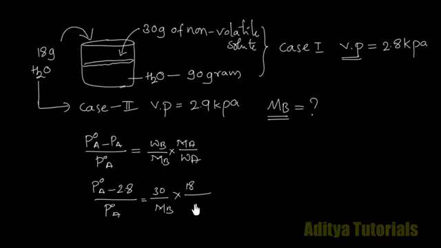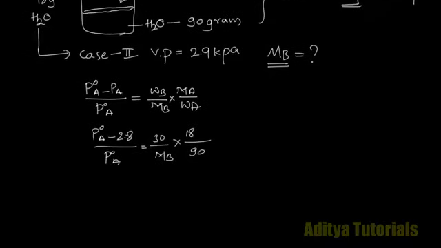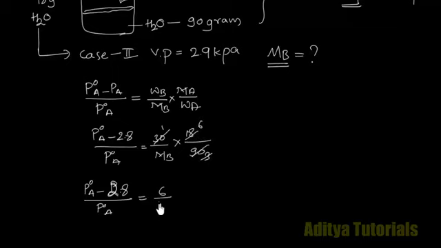And finally we get the simplified equation: 2.8 divided by P naught of A is equal to 6 divided by MB, because it gets cancelled, 3 ones are and 3 threes are, and it becomes 3 sixes are 18, right? It is 6 divided by MB. This is taken as equation number 1.